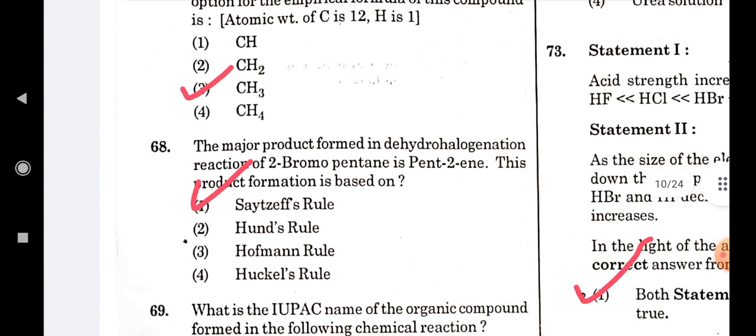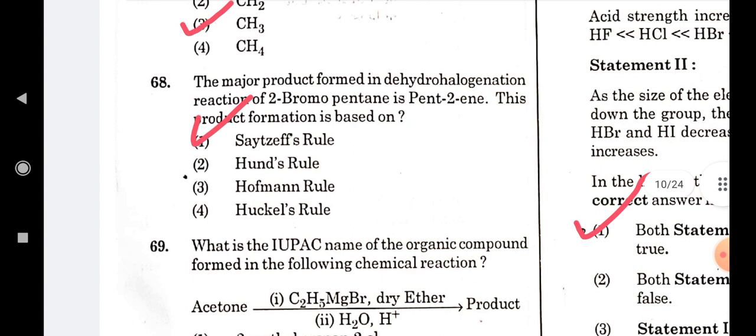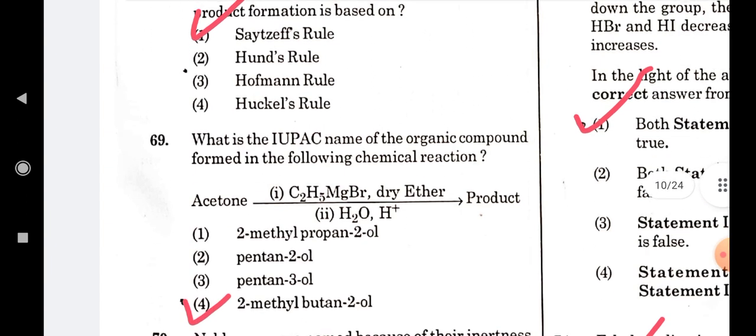Next we have question number 68. The major product formed by the dehydrohalogenation reaction of 2-bromopentane is pent-2-ene. So obviously, when we are getting pent-2-ene from 2-bromopentane, it will follow the Saytzeff rule.